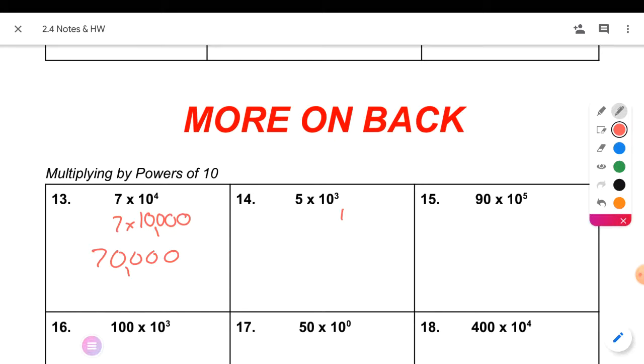Okay, first, Maya found that the value of 10 to the 4th is 10,000, a 1 with 4 zeros behind it. 7 times 10,000 is 70,000. Good job, Maya. Okay, Nate did 10 to the 3rd power is equal to 1,000. 5 times 1,000 is 5,000. Good job. Parker, come do 15.